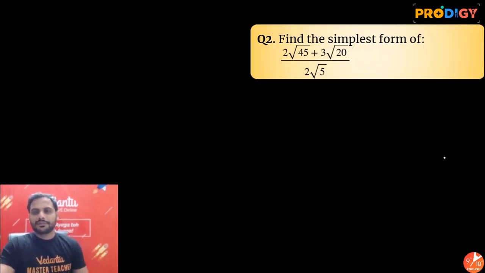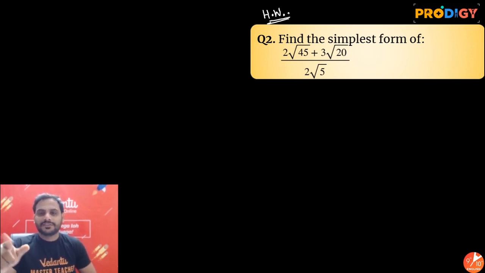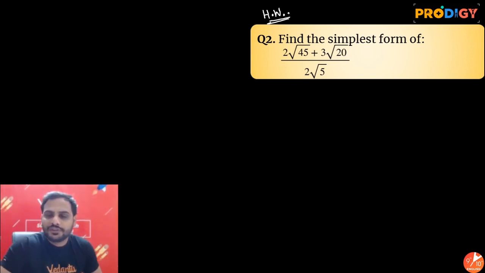Next question, find the simplest form. I'll give you this question as your homework. Do let me know what your answer will be. Find the simplest form of 2 root 45 plus 3 root 20 by 2 root 5. Try to simplify root 45 and root 20 and then solve it. Okay, this is your homework question.